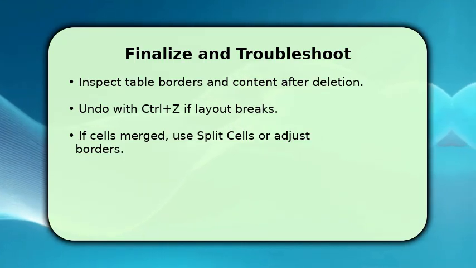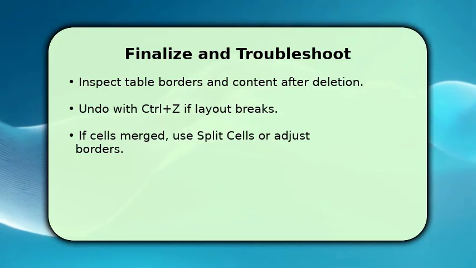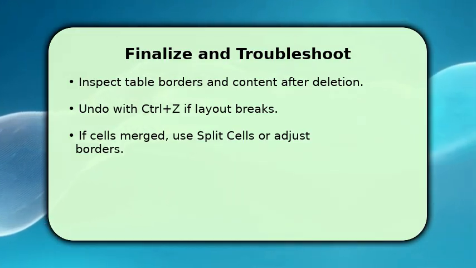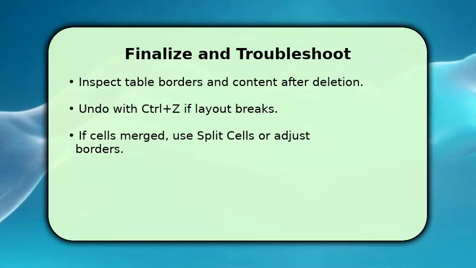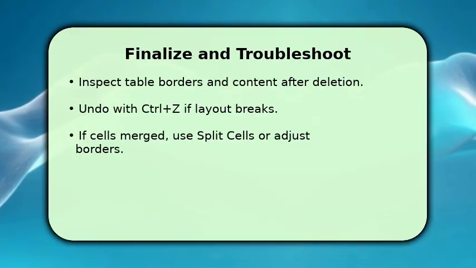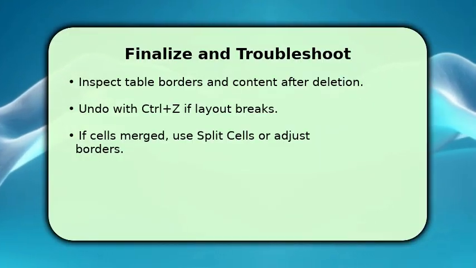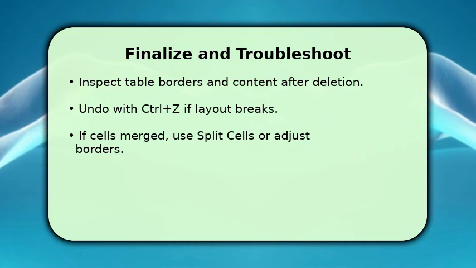If something looks wrong, immediately press Ctrl plus Z to undo and try delete entire row again or adjust selection. If cells were merged or the layout changed, use split cells or table properties to restore desired structure. One key troubleshooting tip: if deletion appears to remove text outside the table, undo and ensure only the row's cells were selected before repeating the delete command.